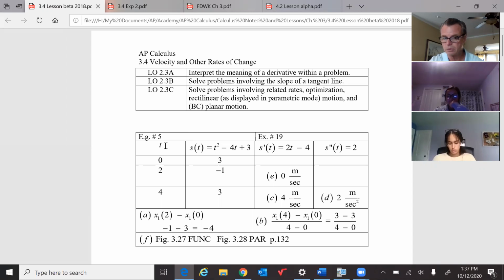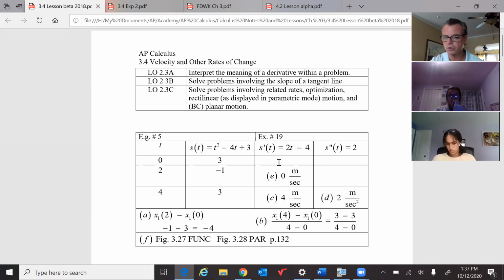T is the input. S is the position. S prime is the derivative by the power rule, which would be the velocity. S double prime, derivative by the power rule of velocity, which is acceleration. So at time 0, I put a 0 in here and I get a 3. So that's the initial position. Now, if I put a 0 in here, the initial velocity would be -4.